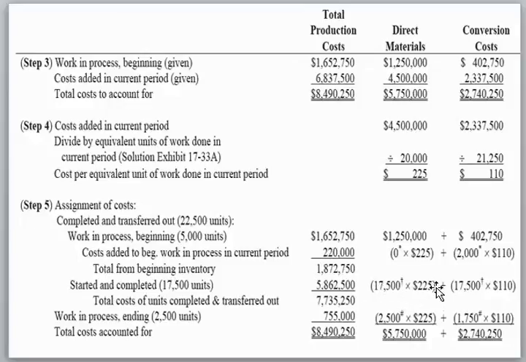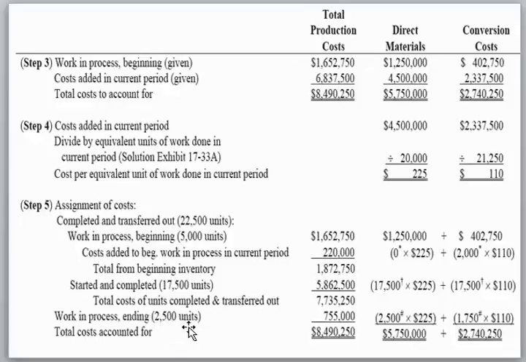17,500 units multiplied by the cost per equivalent unit, which is 225, plus the equivalent units multiplied by the cost per equivalent unit in the conversion cost, 110. We will get the total 5,862,500. The total cost of units completed and transferred out will be 7,735,250.